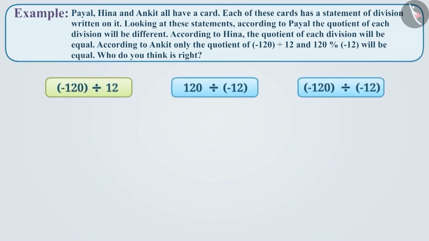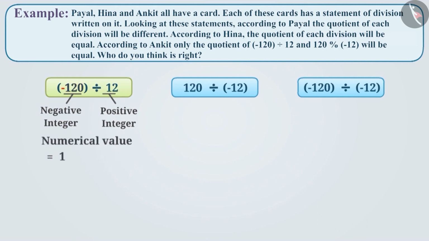Let's solve the first statement. Minus 120 divided by 12. Here, the negative integer is being divided by the positive integer. To solve this, first we will divide the numerical value of minus 120, that is, 120 by the numerical value of plus 12, that is 12. Its quotient will be 10. When a negative integer is divided by a positive integer, the quotient is negative. Therefore, the quotient of minus 120 divided by 12 will be minus 10.